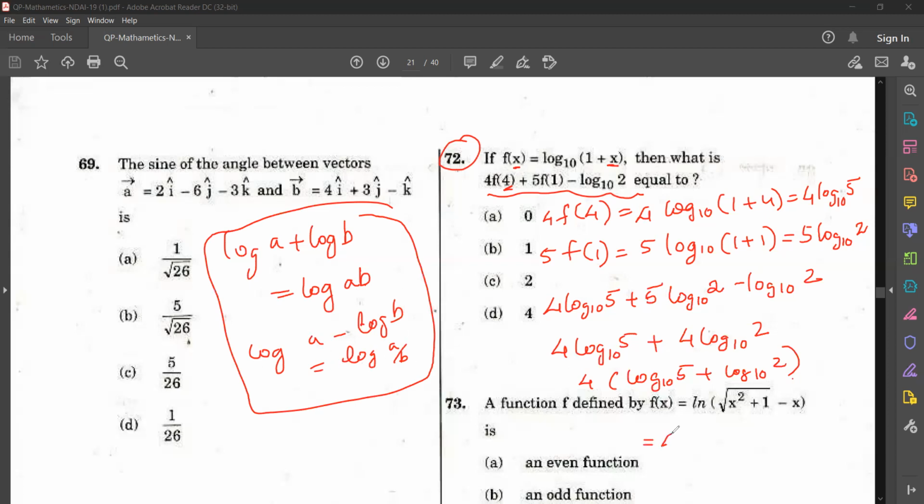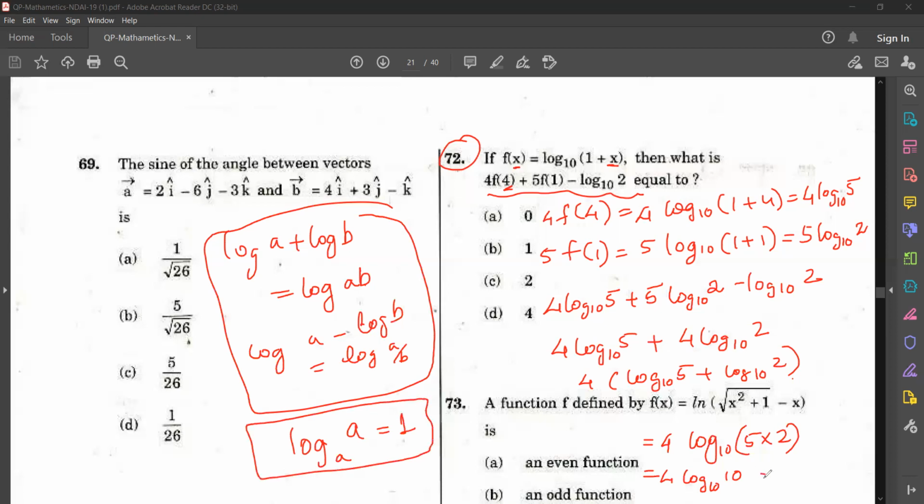So this will become 4 log A plus log B. So log AB is log to the base 10, 5 into 2, that is 10. So that is 4 log to the base 10, 10. Now listen, log A is nothing but 1. So 4 into 1, answer is 4. Option D is the correct answer.